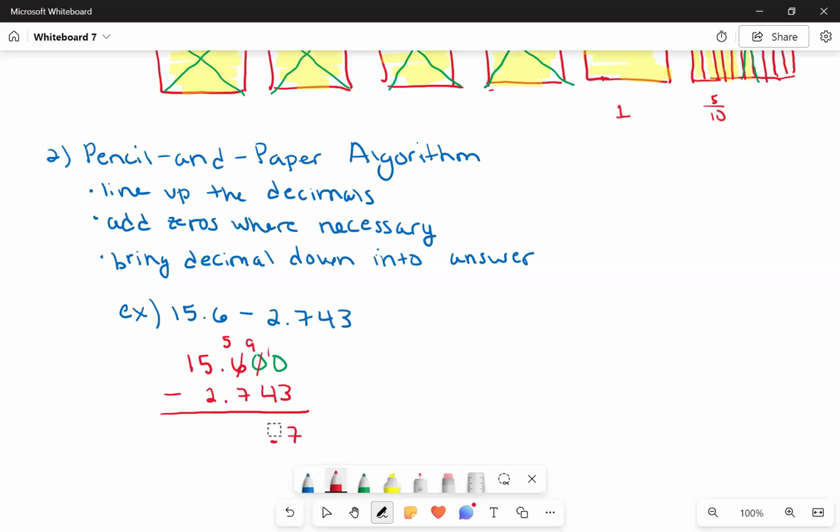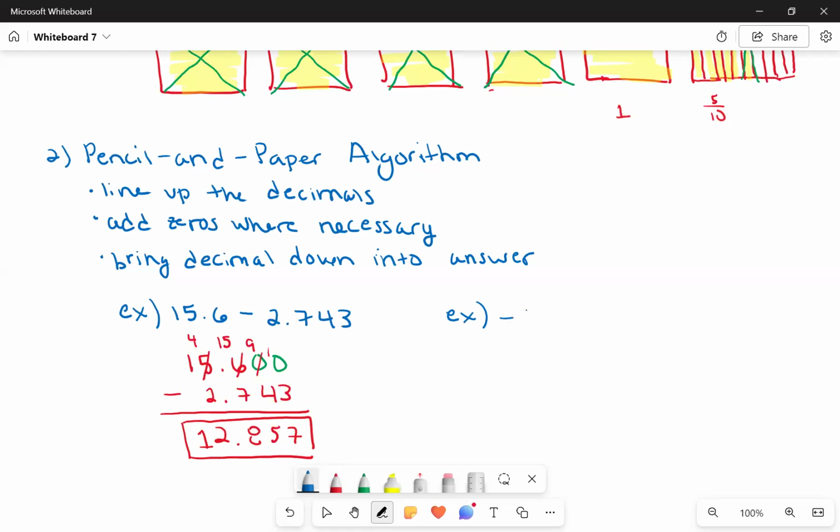And then I can't do 5 minus 7. I have to borrow or regroup again. 15 minus 7 is 8. 4 minus 2 is 2 and 1. So 12.857.